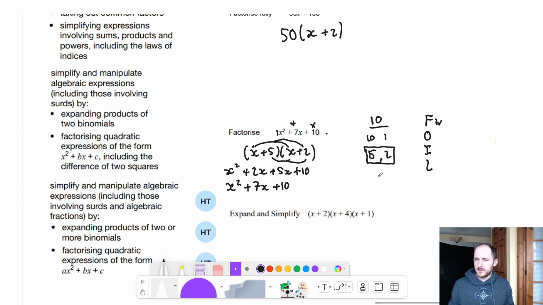F stands for first, so you multiply the first terms in each bracket, x times x. O stands for outside, which means you multiply the things on the outside of the bracket, so x and 2. You may have noticed I actually followed this order instinctively. I stands for inside, so you multiply the two things on the inside of the bracket, so 5 and x. And L stands for last, which means you multiply the last terms in the bracket, 5 and 2. But again, it's not necessary. If you have a different method of remembering, that's totally fine.